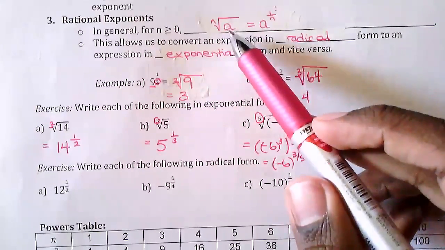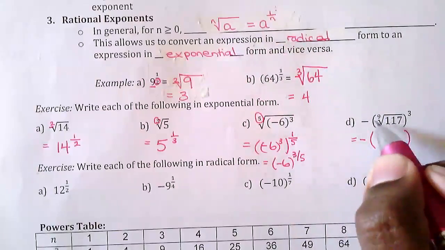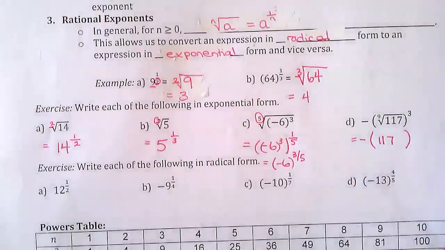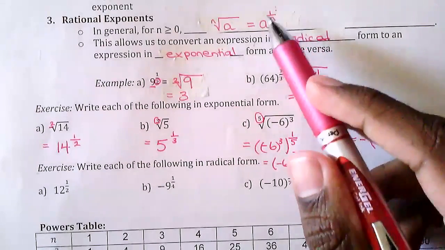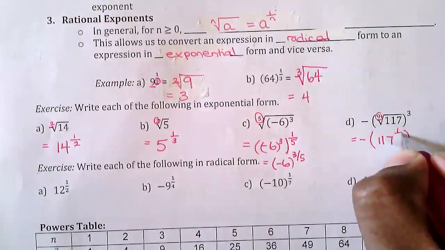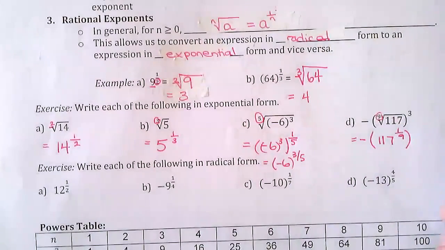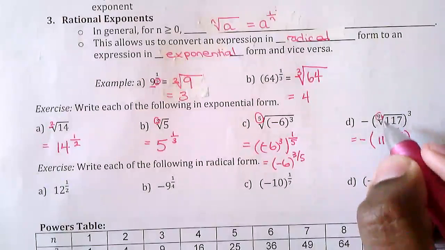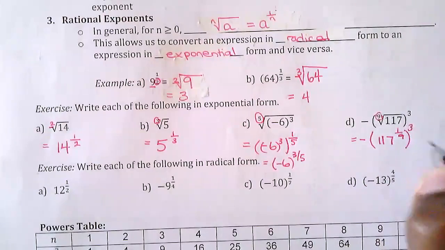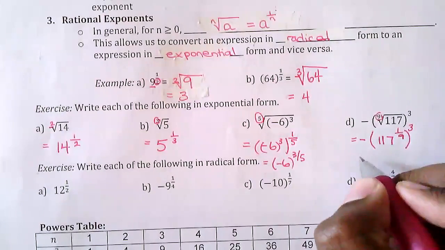So if I take a look at my radical form, again, the number underneath the radical becomes my base. And that's raised to an exponent of 1 over n, where n is the index value. So the 9th root of 117 can also be written as 117 to the power of 1 over 9. And I'm going to copy this 3 because I haven't done anything with it.